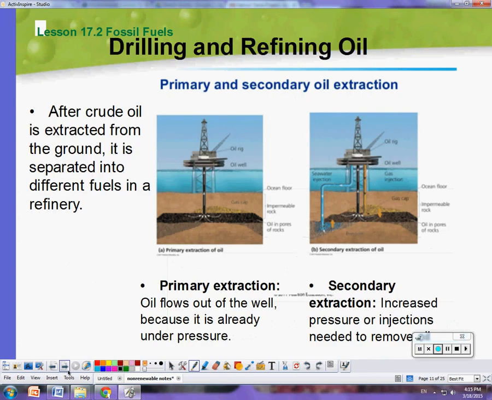Drilling for oil, there's the primary and the secondary. Basically, it's still a pump. One is where it's coming out of the well by its own pressure. The other is where we force pressure. So primary, secondary, it's all about pressure. All about it.